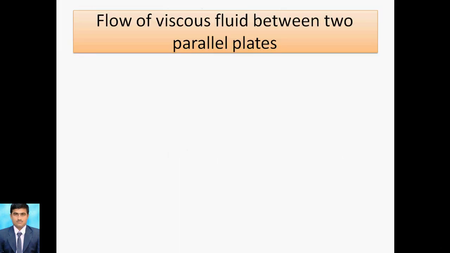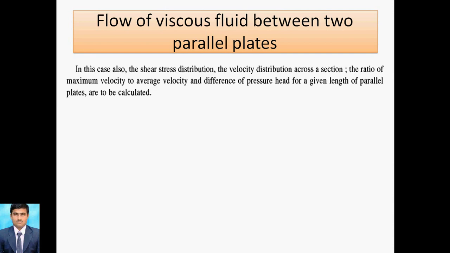For flow of viscous fluid between two parallel plates, we are considering the shear distribution, velocity distribution, the ratio of maximum velocity to average velocity, and the difference of pressure head for a given length of parallel plates, which are to be calculated. We are deriving these relations from the parallel plates.